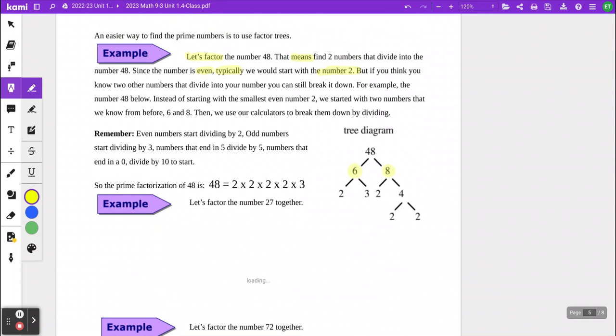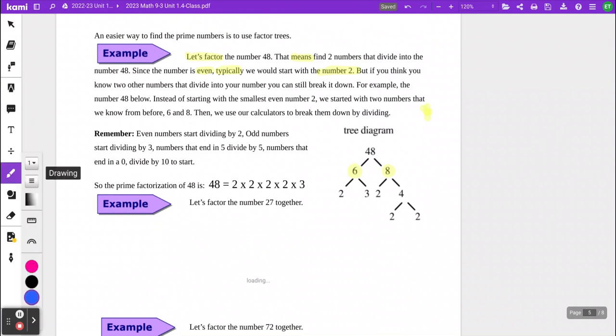Let's do it with other numbers. So let's say I'll use 48 again. Let's use my other color, not my highlighter. Okay, so if I used 48, and let's say I use the numbers 2 and 24. You can use anything as your first 2 numbers. It doesn't matter, as long as it's not the number 1. Always start with 2. If it's an odd number, start with 3. If it ends in 5, divide by 5. If it ends in a 0, we would divide by 10 to start. So those are some dividing reminders.